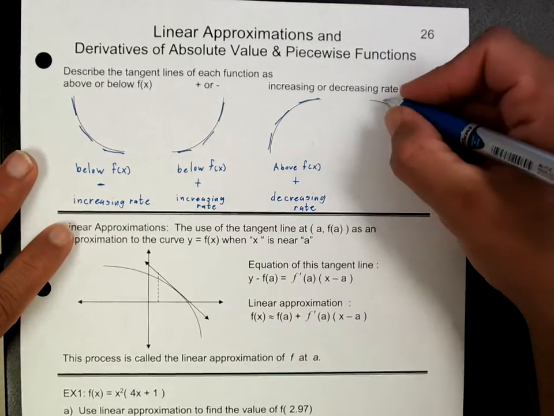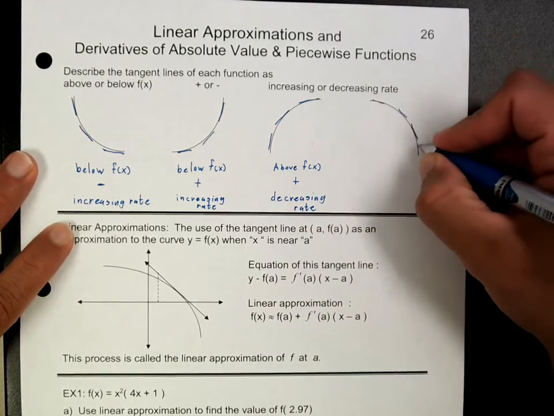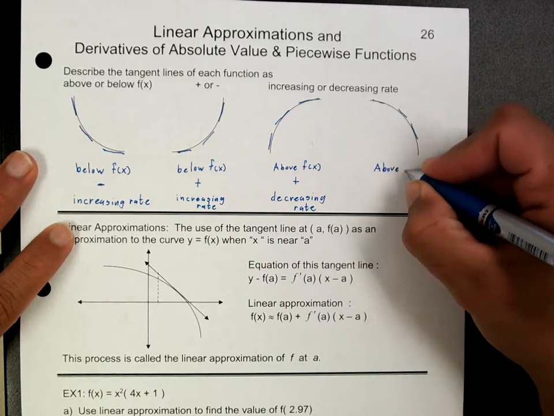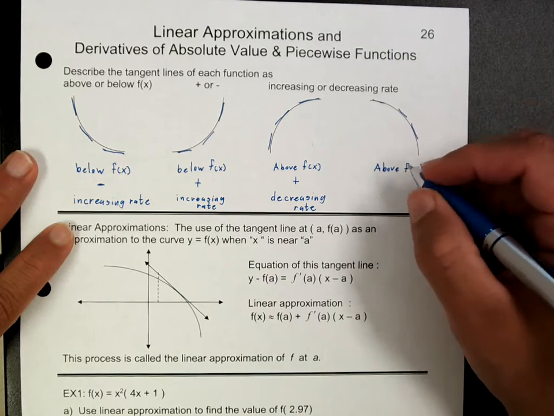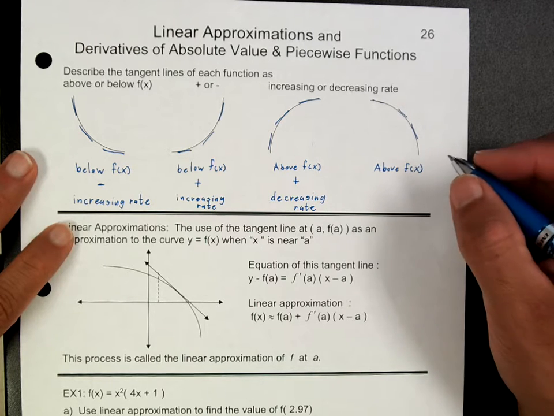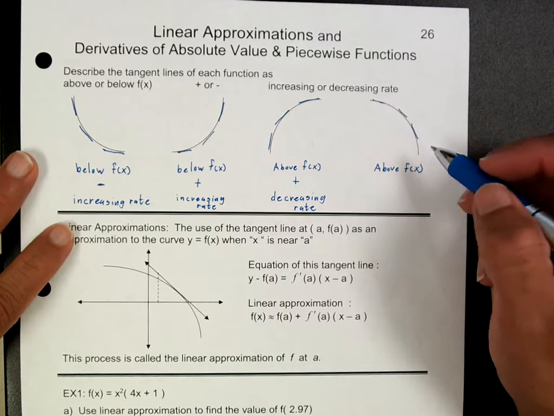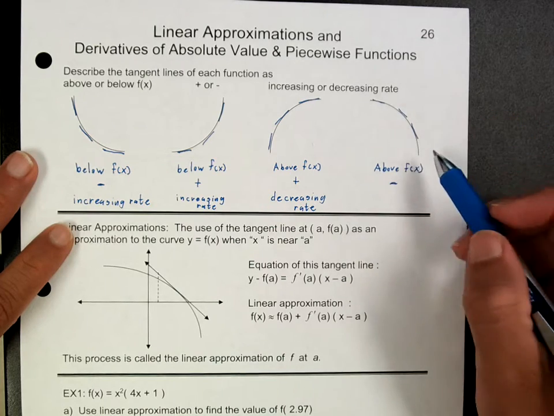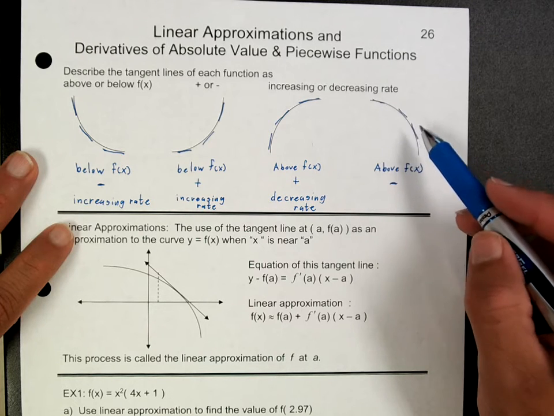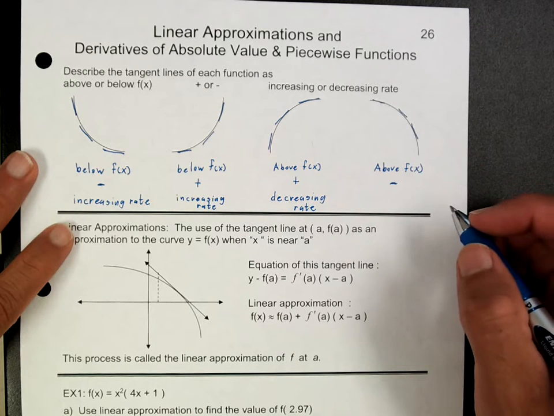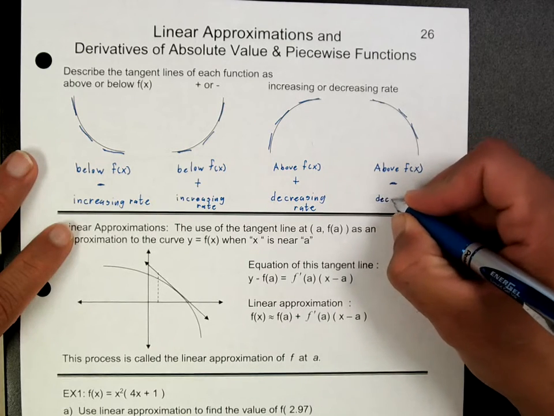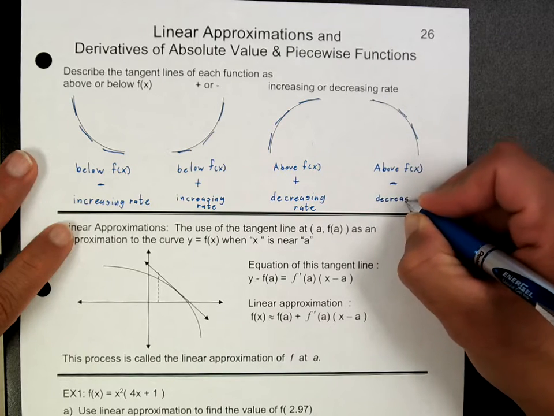And on here, the tangent lines would still be above f of x. And on this, you still have negative slopes. Because you're coming from left to right, you're decreasing. But as you come from left to right, these slopes are becoming more and more negative. So this one's actually decreasing at a decreasing rate, because from left to right, the slopes of the tangent lines are becoming more and more negative.